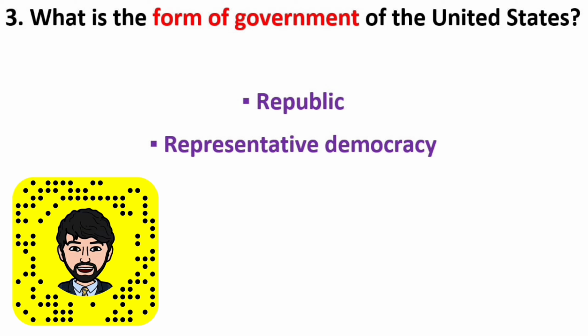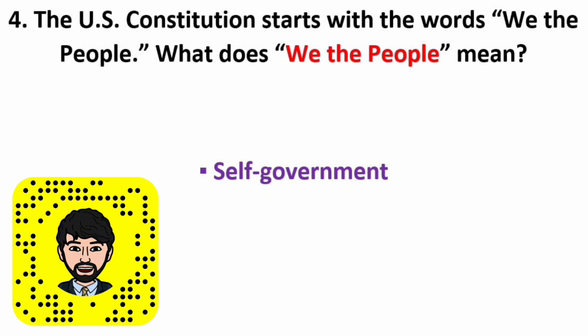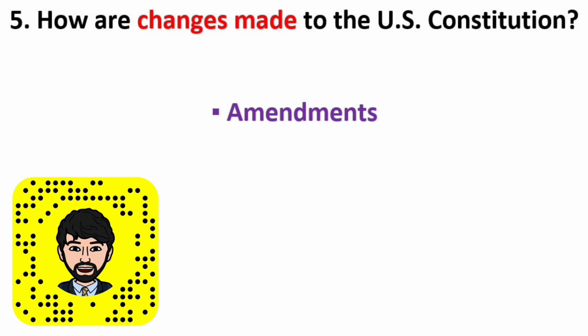The US Constitution starts with the words "We the people." What does "We the people" mean? Self-government.